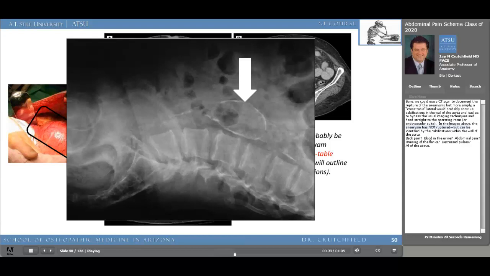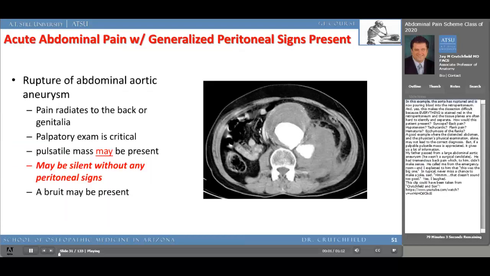In this example, the aorta has ruptured and is now pouring blood into the retroperitoneum. And yes, this makes the dissection difficult because everything is stained red in the retroperitoneum and the tissue planes are often hard to identify and separate. How would this patient present? Syncope? Maybe. Back pain? Hypotension? Tachycardia? Flank pain? Hematuria? Ecchymosis of the flanks? Any combination of the above or all of the above?